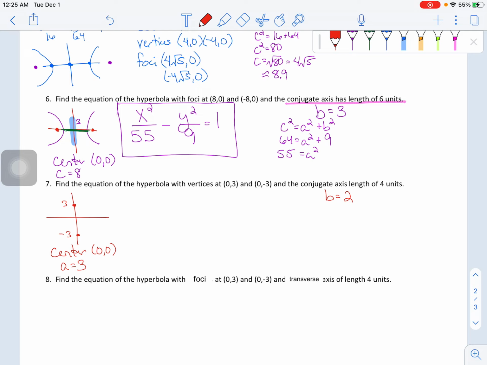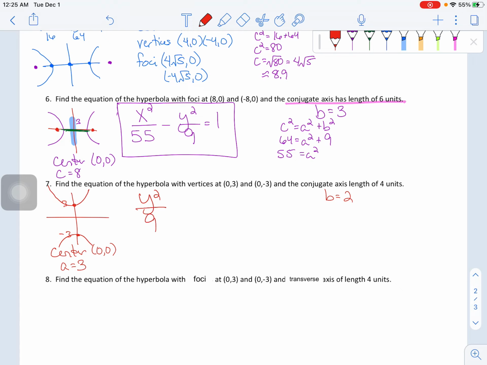And so here's the fun part. I actually don't care what C is. I don't need C to write the equation. I need a center. I have the center. I need to know my A value. I know it. And I need to know my B value. I know that too. One thing to pay attention to with this particular problem, because your vertices are on the y-axis here, we're going to have a graph that opens up and down, which means this is going to be y squared first.